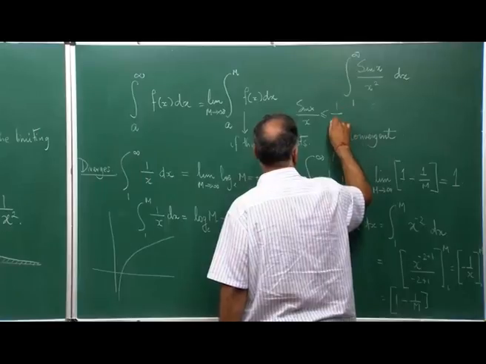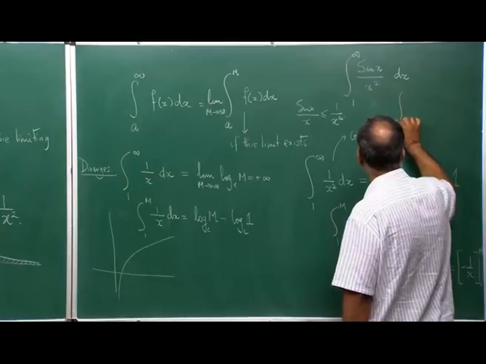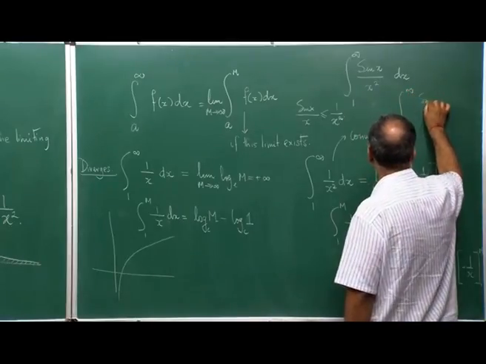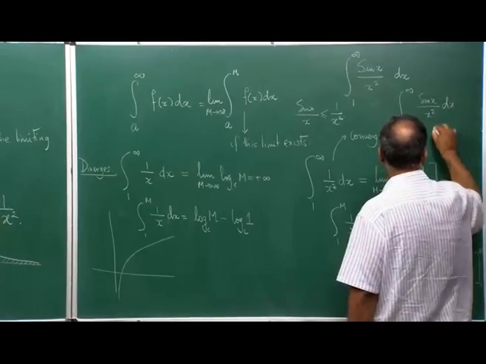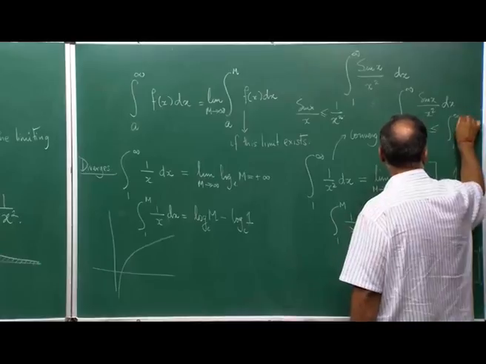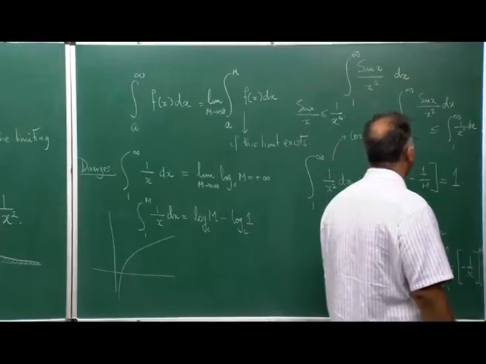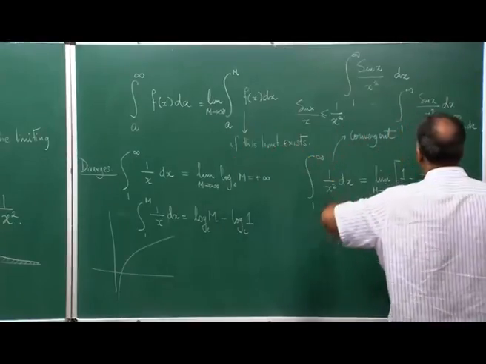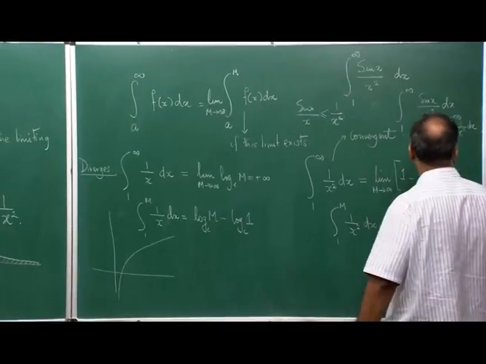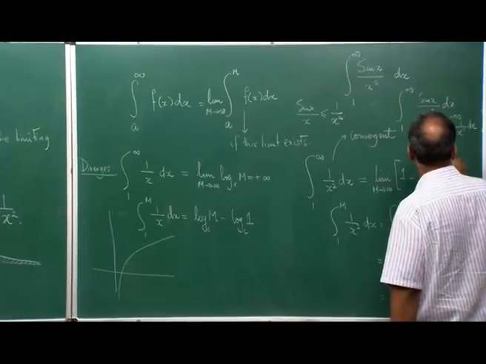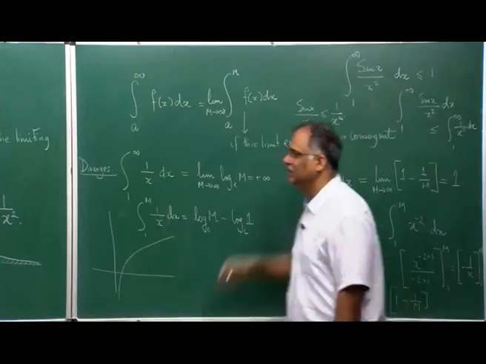It does not matter, it is always less than or equal to 1. It is less than or equal to 1 by x square. So the integral from 1 to infinity of sin x by x square dx is less than or equal to the integral from 1 to infinity of 1 by x square dx. Of course, I have just skipped the limit part separately, because I know that this limit exists, and this is 1. So we can say that this integral is less than or equal to 1, and hence it is a finite valued quantity.